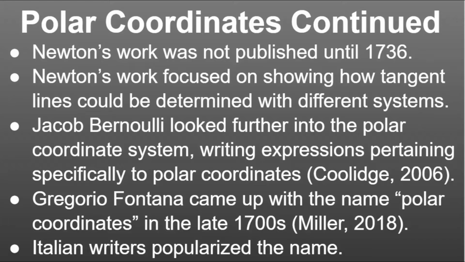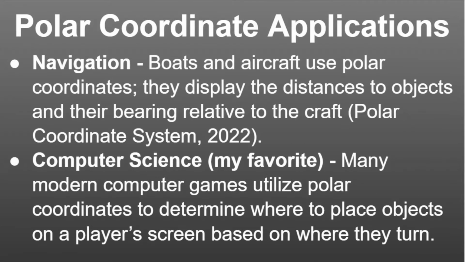So what are some of the applications of polar coordinates now that we know what they are and where they came from? One of the biggest uses for polar coordinates is navigation. And this sort of makes sense because boats and aircraft need to know the distances to objects, and then relative to a compass, they need to know what direction to head. And polar coordinates do exactly that. They tell you how far you are using the radius, and the angle that you have to head relative to the North Pole in order to get to that object.